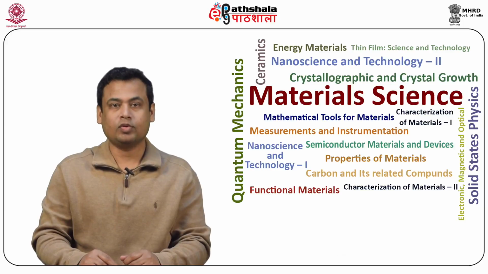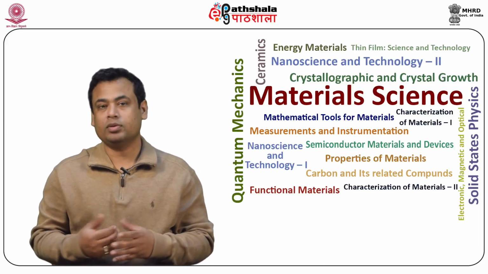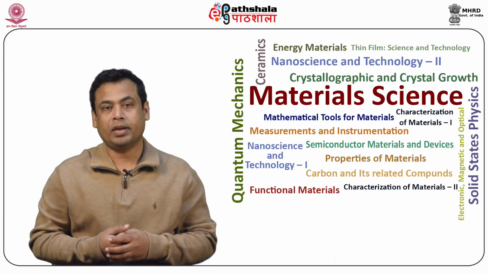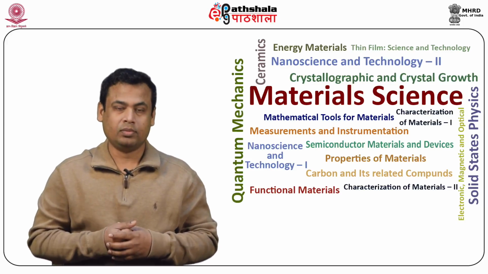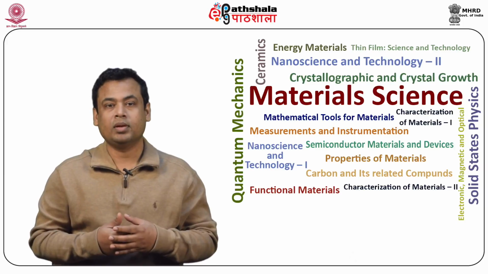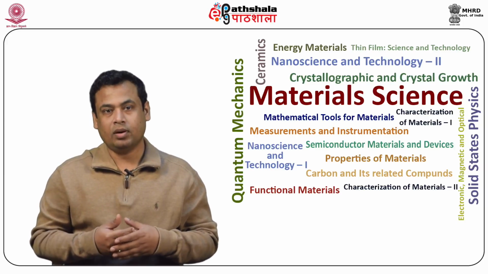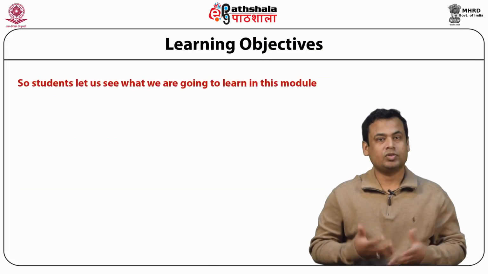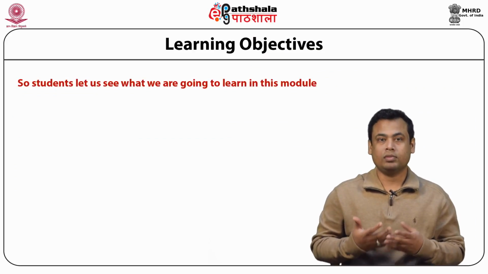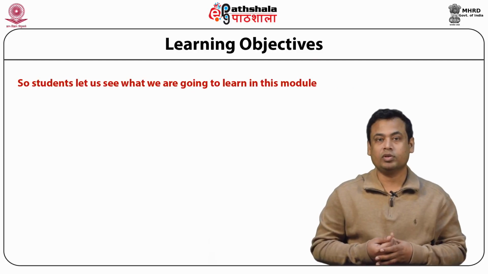Today we are going to discuss a module named Instrumentation for Fluorescence Spectroscopy, and that belongs to the chapter named Luminescence under the paper Characterization of Materials 2. So students, let us see what we are going to learn in this module.